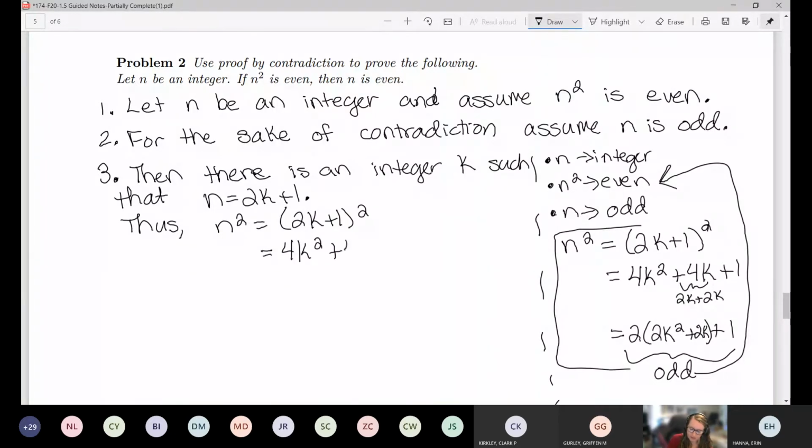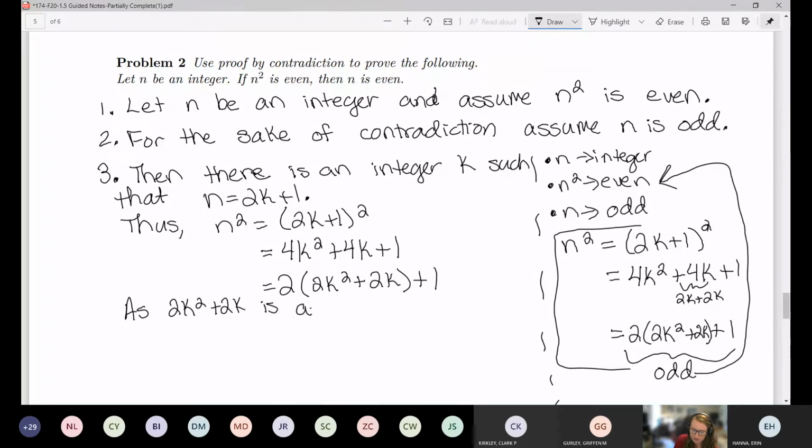So we essentially recreate the stuff we just did on the side. We say, well, I can rewrite this as some 2 times something plus 1. And remember last time, we also need to be very careful with these definitions of odd and even, that we need to make sure that the thing that we're finding is an integer, but we have that axiom from way back when that says anything you multiply or add together of integers is another integer. So as 2k squared plus 2k is an integer, n squared is odd.